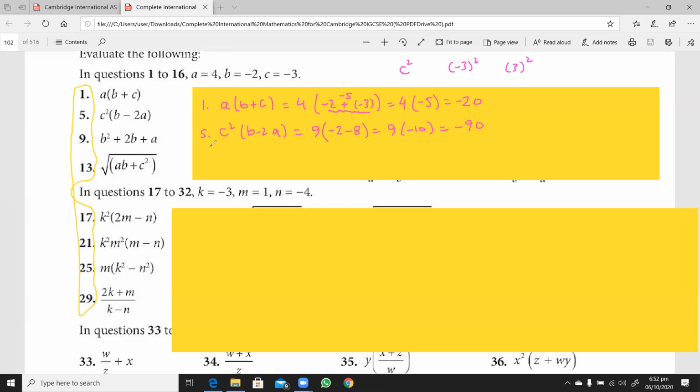Okay, and then the ninth question, this is b square plus a. Now again, b square, look at this, b is minus 2. So I know that when I have to square this, it will simply be 4. There is no need to write that minus 2 square. So this is 4 and then plus 2 into minus 2 and then plus this a. So this is, sorry, a is 4, okay? A is 4. So this is going to be 4 minus 4 plus 4. So these are cancelled. So your answer is 4.